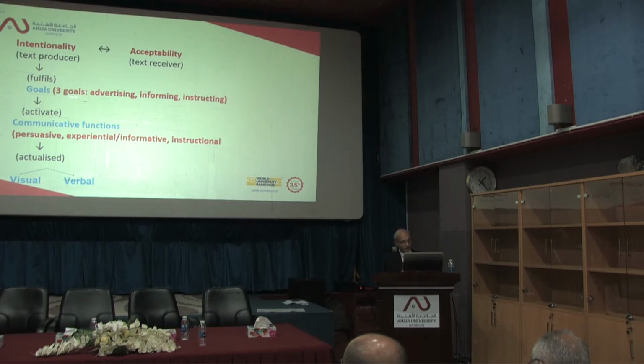But this function is also exploited by the text producer, often indirectly, for the purpose of persuading. Here we have a plurality of function. The informative, experiential function is used to advertise, to persuade, to entice individuals and prospects to consume. This is actually a very interesting aspect of the beauty product labels.